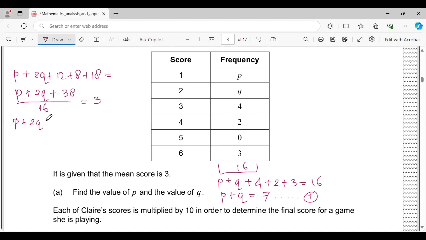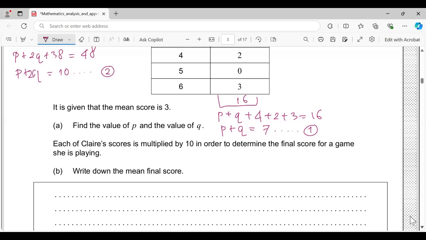P plus 2Q plus 38, 48. P plus 2Q equals 48 minus 38 equals 10. This is the second equation. We will determine P and Q through this equation and this equation. P plus Q equals 7. P plus 2Q equals 10.